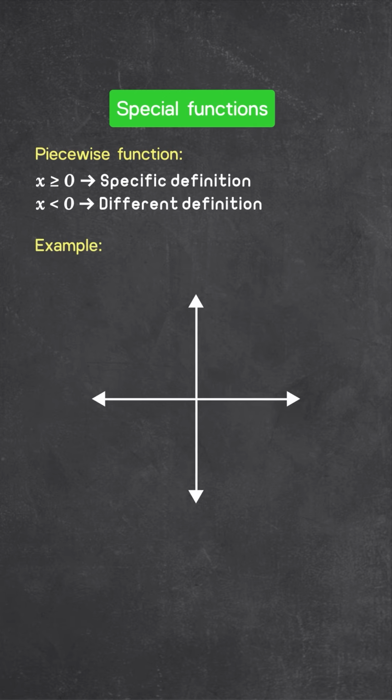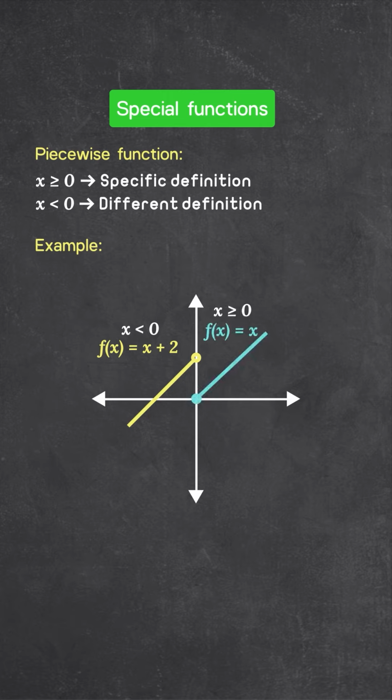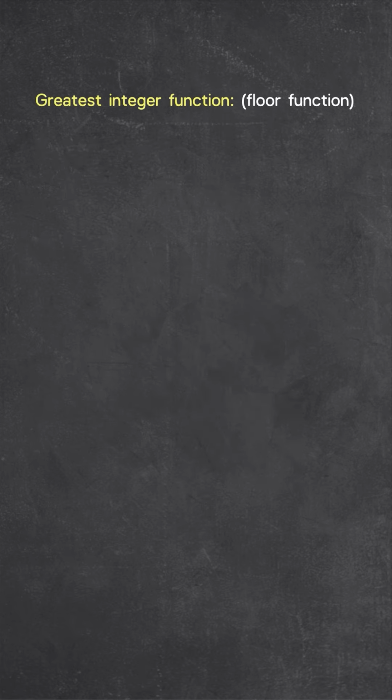Let's take an example. If we have the function f of x equals x plus 2 if x is less than 0, but if x equals or is greater than 0, then f of x equals x. When x is less than 0, negative here, the equation is x plus 2, and I would draw it like this. But on the right side, when x is greater than or equal to 0, the equation f of x equals x, and I would draw it like this, with 0 included, because here we have greater than or equal to. Now we move to the second function, which is the greatest integer function, floor function.